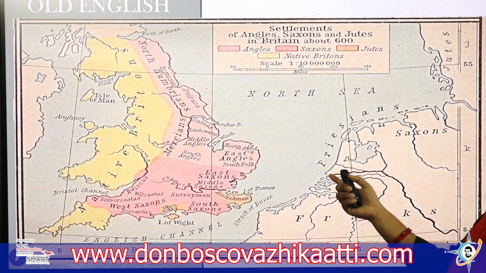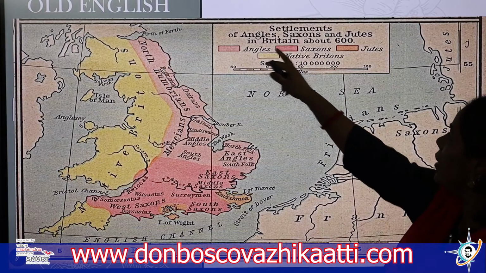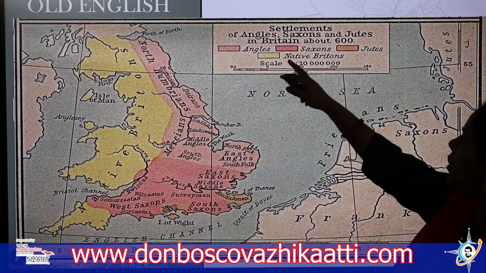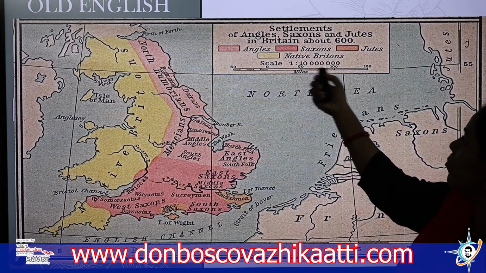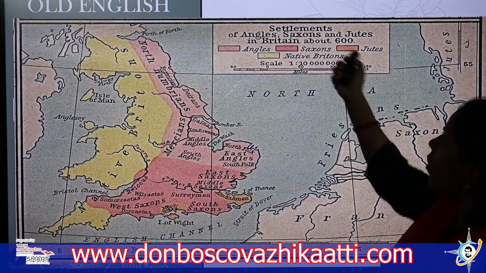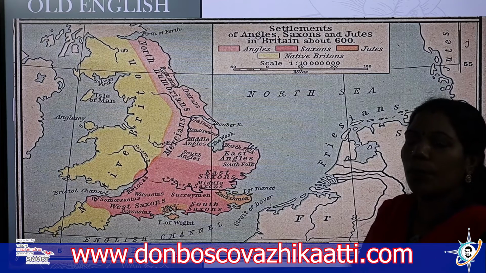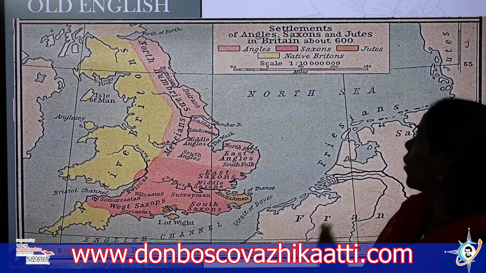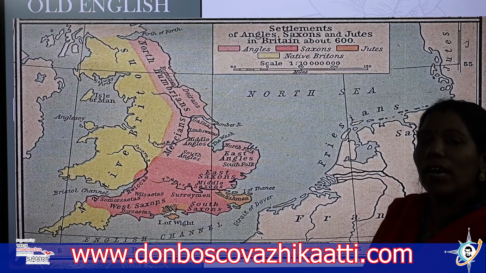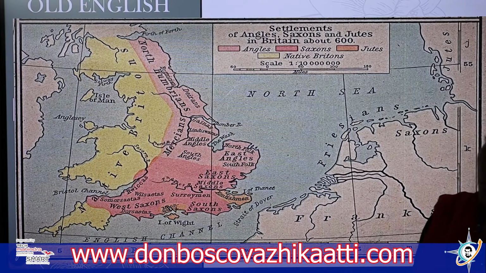Yeah, this is the map I'm going to show you. See here, the settlements of Angles, Saxons and Jutes in Britain about 600, and you can find a word here, native Britons. Britons is the old word for the people of Britain. Now you usually say British or Britain, no? In the Old English period, we had the word Britons. Later, it was influenced by French and German, and we came to our own structure called Britain.